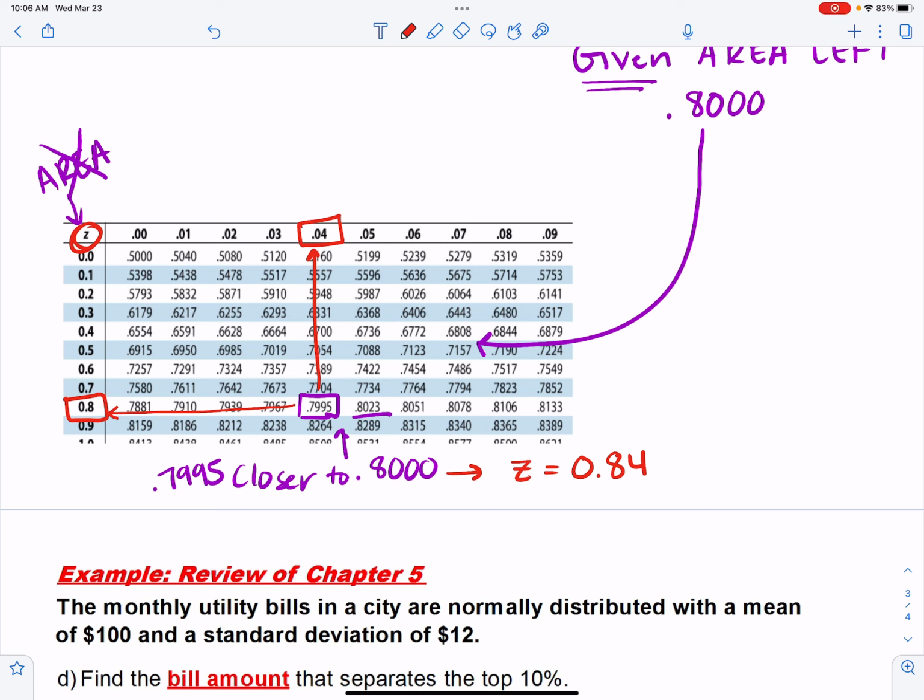And this is a z-score. Notice how I'm labeling so that I understand what it is I've found. I haven't found the bill amount yet. I'm not there yet. I have found the z-score. Now, if the question had asked me to find the z-score for the 80th percentile, I would be done. That would be my answer. And some of the questions in 5.3 do that. They ask you for the z-score.